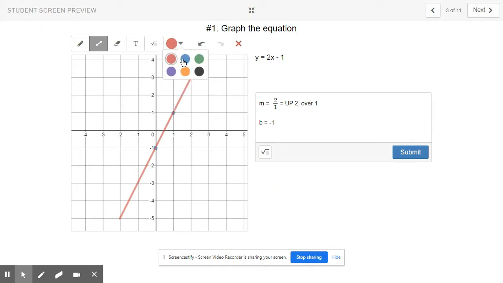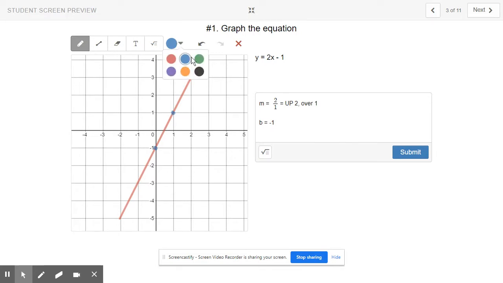So once again, the first point I plotted was my y-intercept at -1. And then I used my slope. I said from that point, I'm going to go up 2 over 1. And when I say over, I always mean to the right. Just like you read a book, you're going to go towards the right.